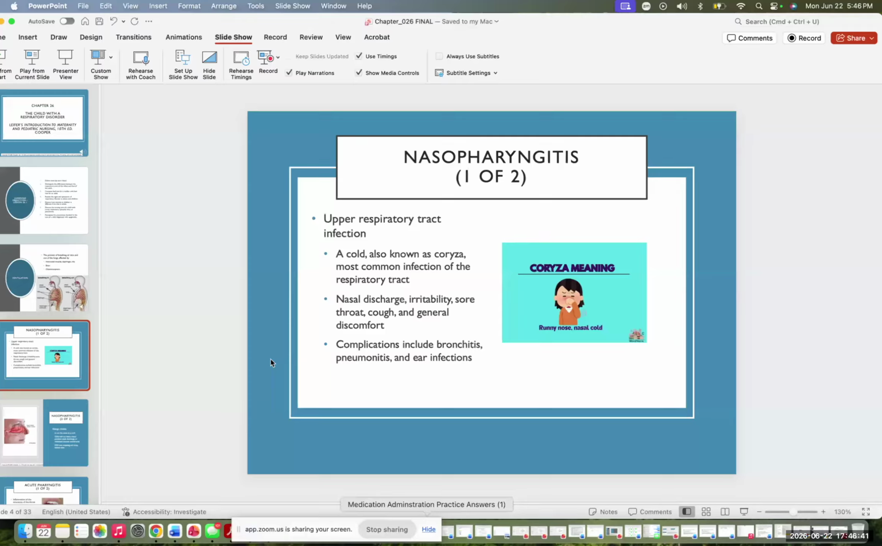So nasal discharge, irritability, sore throat, cough, general discomfort, that is nasopharyngitis, okay? If we don't treat it at the nasal and pharyngeal level, then it becomes bronchitis. If it goes into our alveoli and starts forming particulates down there, then we say that it's pneumonia. Or if it wanders outward into our canal, then we're going to call it an ear infection. Okay, so depending on where the virus attacks.